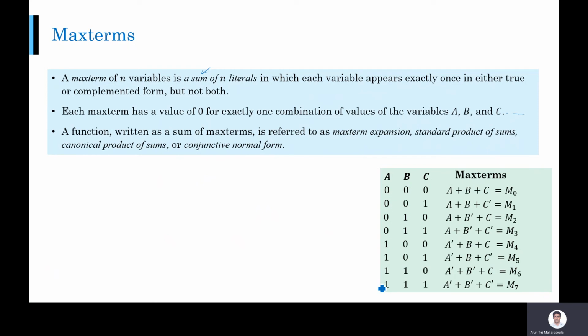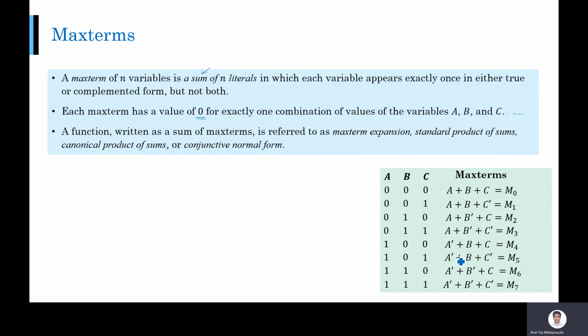If my variables are a, b, and c, these are the 8 combinations possible. Each max term has a value of 0 for exactly one combination. So if my variables are 0, 0, 0, then the max term will be a plus b plus c. It is easy to see that a plus b plus c is equal to 0 for only one combination of a, b, and c, which is a equal to 0, b equal to 0, and c equal to 0. For other combinations, this is going to be equal to 1. You can take any max term and you will see that it will be 0 for one combination.